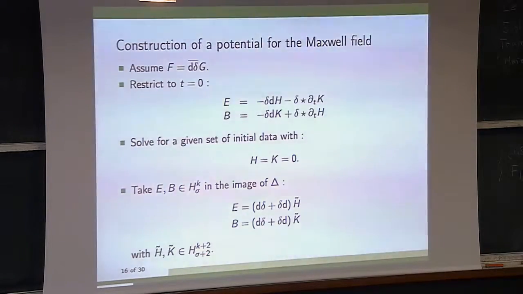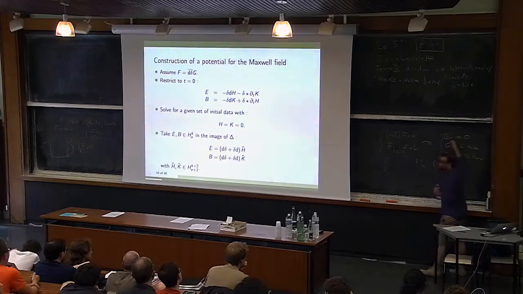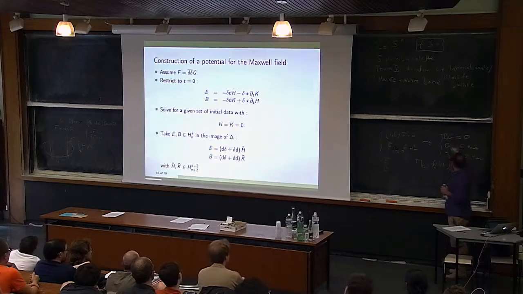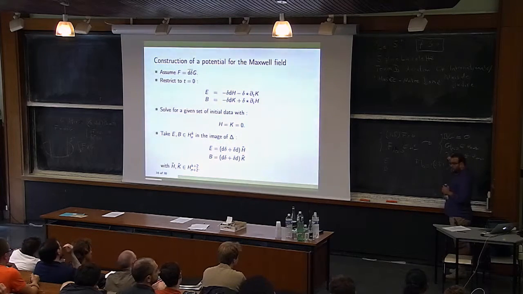So first thing I have to do, I'm assuming this holds. Now I will restrict this equation at the slice t equals 0. So here I'm having my E and my B. Here I have also two forms. I have a solution for the initial data and the time derivative as well.